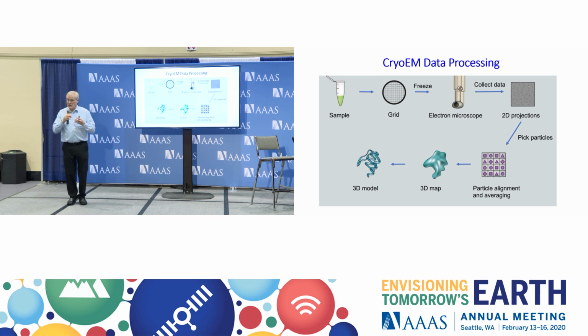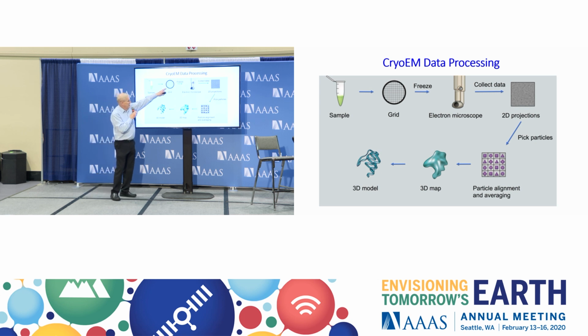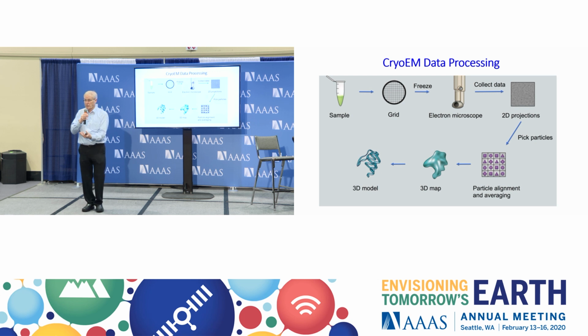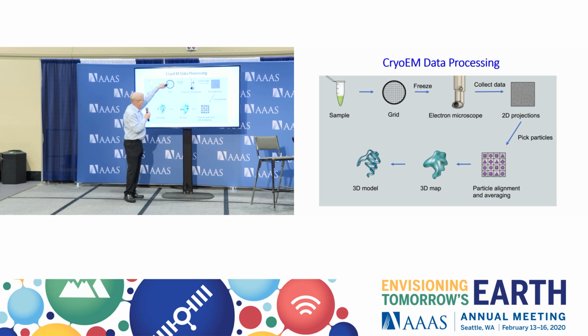And this is another technique. Instead of scattering X-rays off it, you look at individual molecules with an electron microscope. And so here, it's like an ice tray. You put the sample in there and you freeze it, and then you look at individual molecules with your electron microscope, and you get lots of little images, very faint images.